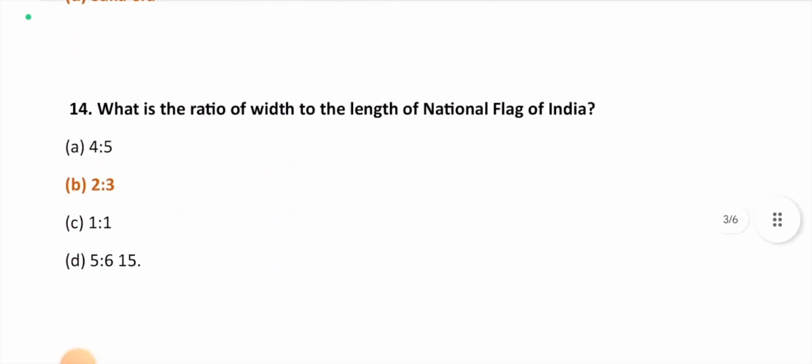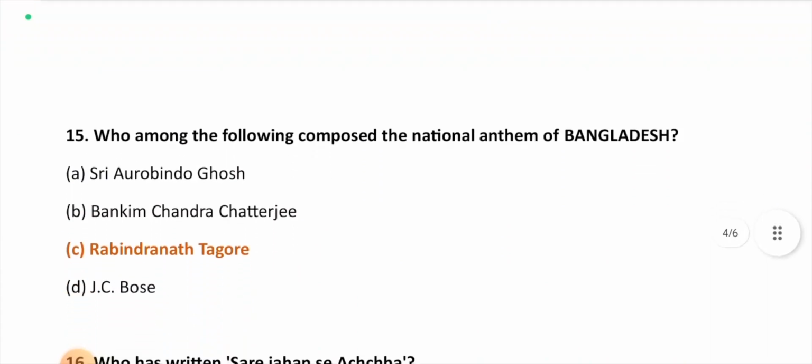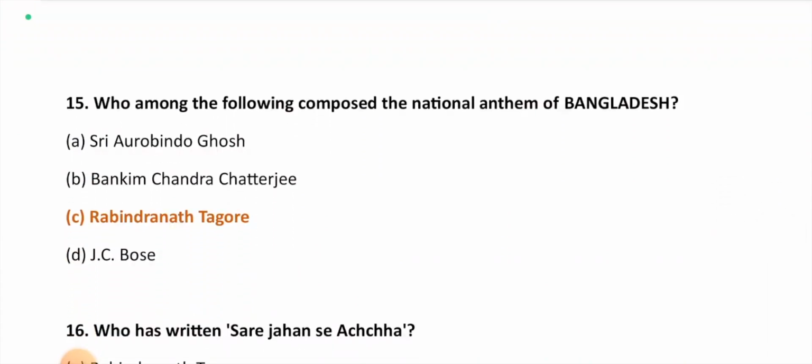What is the ratio of width to length of the national flag of India? Note, if they ask ratio of length to width, then it is 3:2. But if they ask width to length, please note the answer is 2:3. 15th one, who among the following composed the national anthem of Bangladesh? The national anthem of Bangladesh is composed by option C, Rabindranath Tagore.